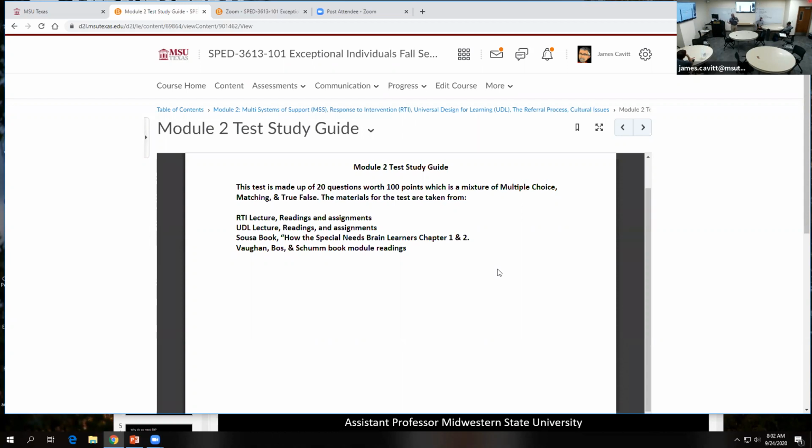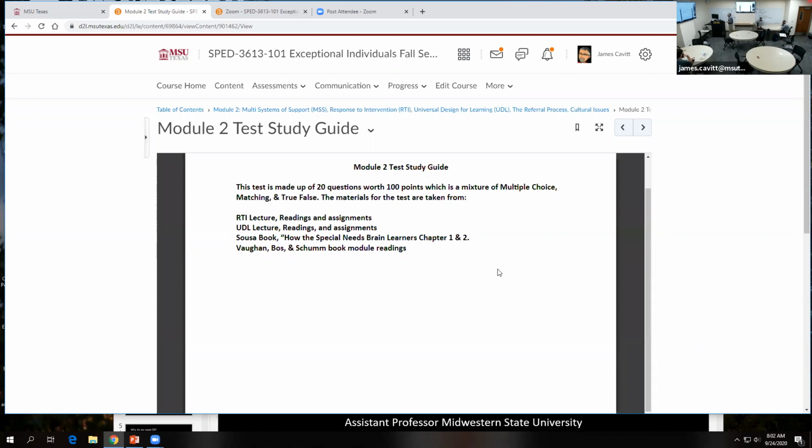Rather than it being all essay like the last one, this one will be graded immediately. So you'll be able to upload that and see your grade immediately. So that'll be easier. I think we're going to do that all the way through from now on, just to make it easier on everybody and get grades quicker for everybody.